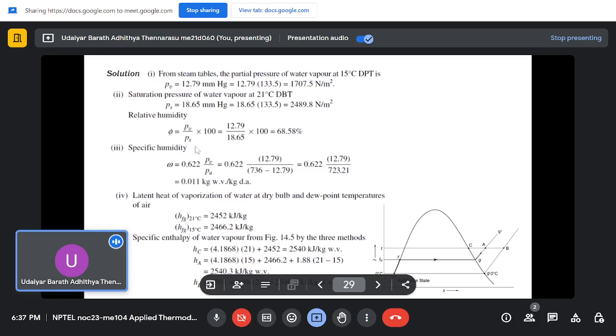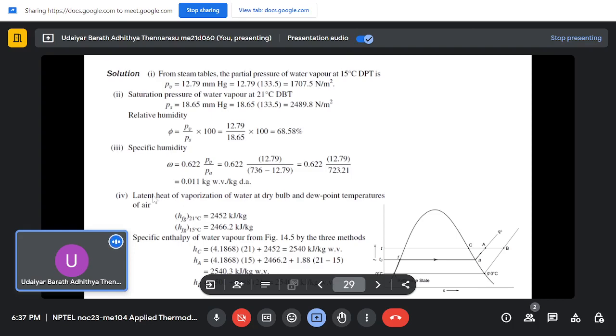So we know the vapor pressure, we know the air pressure, so we can easily find it out. PA is the total pressure minus PV. So the vapor pressure is 12.79, divided by 736, the total pressure, minus 12.79. So this will come out to be 0.011 kg of water vapor per kg of dry air. So this is the specific humidity at this condition.